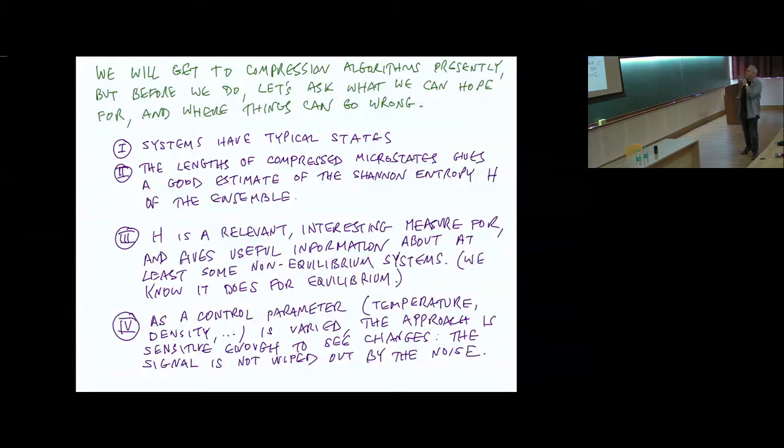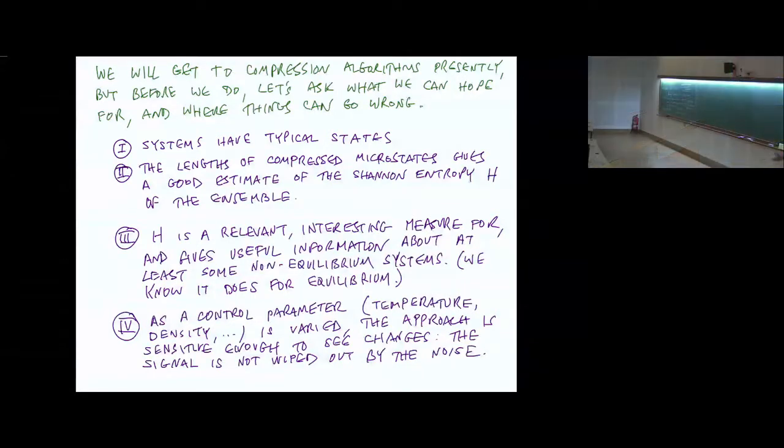Okay? I hope that the Shannon entropy is a relevant and interesting measure which gives me information about a system which is out of equilibrium. I know that the entropy in equilibrium is a very important quantity. I don't know that that's true for systems out of equilibrium. Maybe it is, maybe it's not. We can calculate everything and you just get garbage.